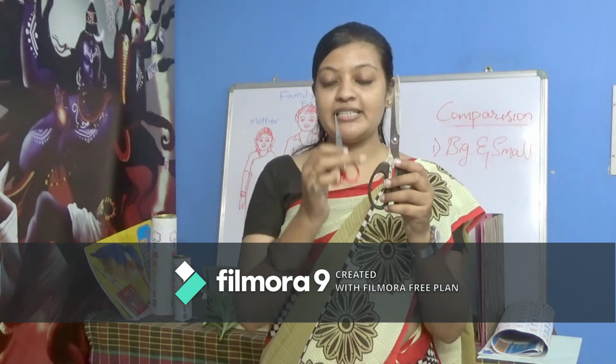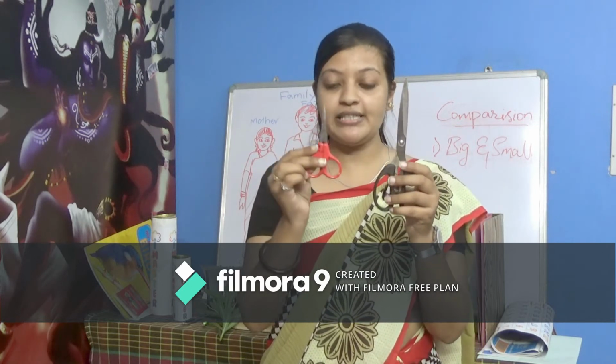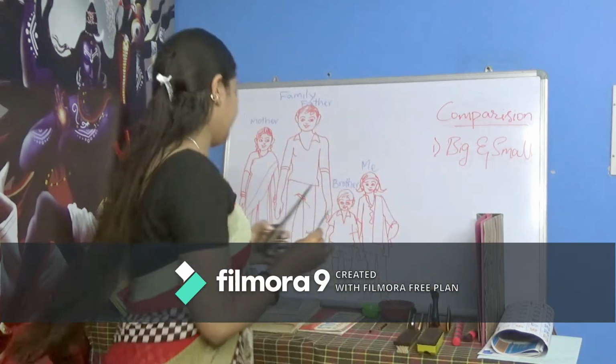Further, I am going with one more article. This is called a scissor. This scissor is the big one and this is the small one. Why is this scissor big? Because its height is more than this scissor. And here you can see this height is less than the big scissor.